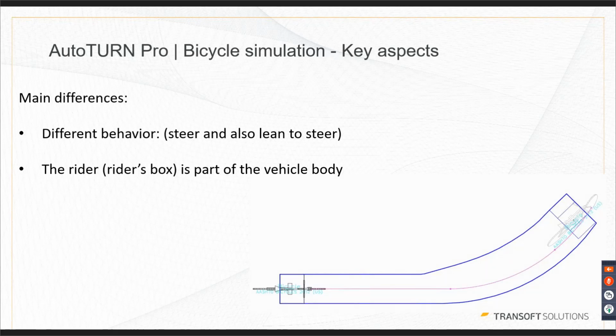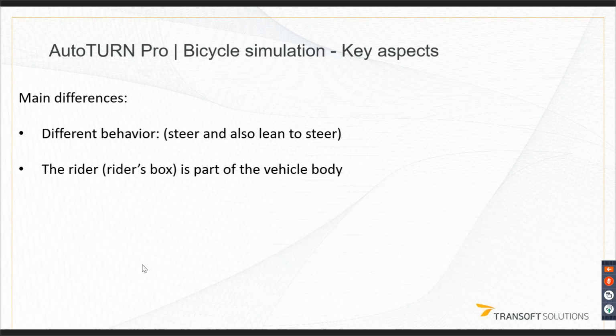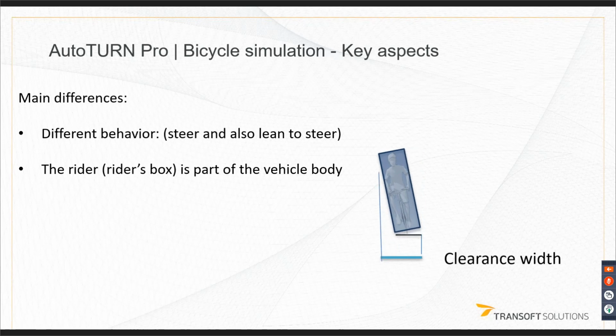All right. Now, just to emphasize a little bit more, this is kind of like the behavior you will see on a bicycle. You can see the rider's box there, and you can see what happens when the bicycle leans to make the turn. Essentially, the width clearance increases, and of course, depending on the height and the width of the rider or the rider's box, you will get different envelopes.